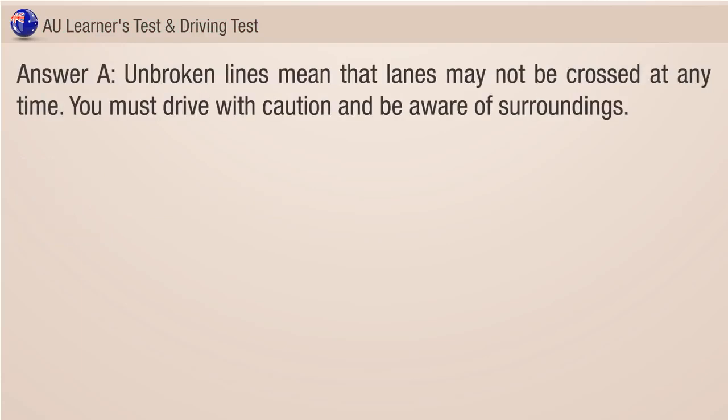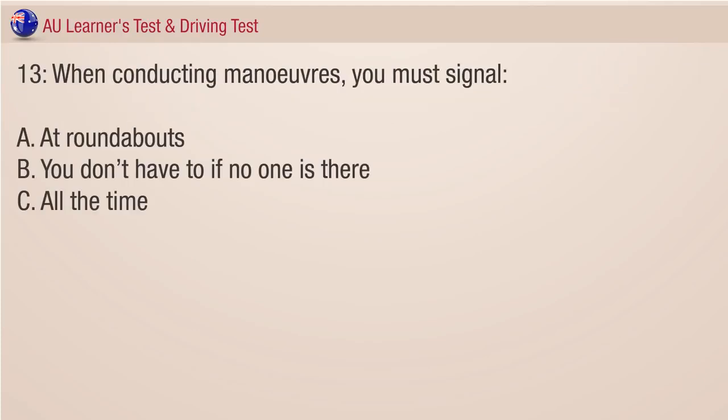Answer A. Unbroken lines mean that lanes may not be crossed at any time. You must drive with caution and be aware of surroundings. Question 13. When conducting maneuvers, you must signal. A. At roundabouts. B. You don't have to if no one is there. C. All the time.